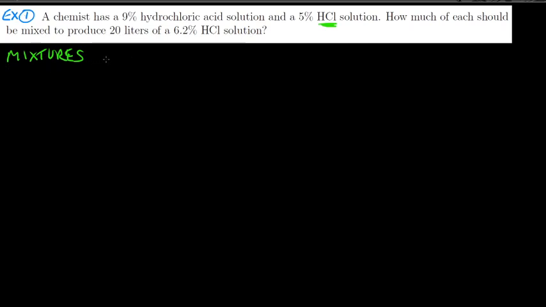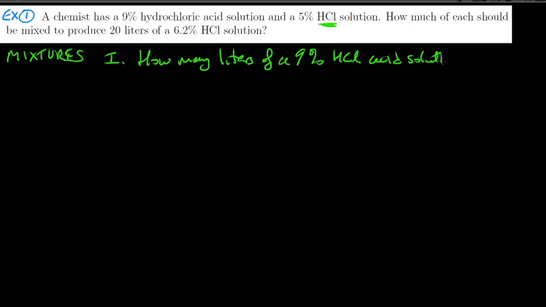Okay, so again, first step is always make sure you understand the question, right? What are we looking for here? How much of each, right? How many liters of each? So how many liters of the 9% hydrochloric acid solution do we need? So let's give that a name. Let's just call it X. So let this be X.